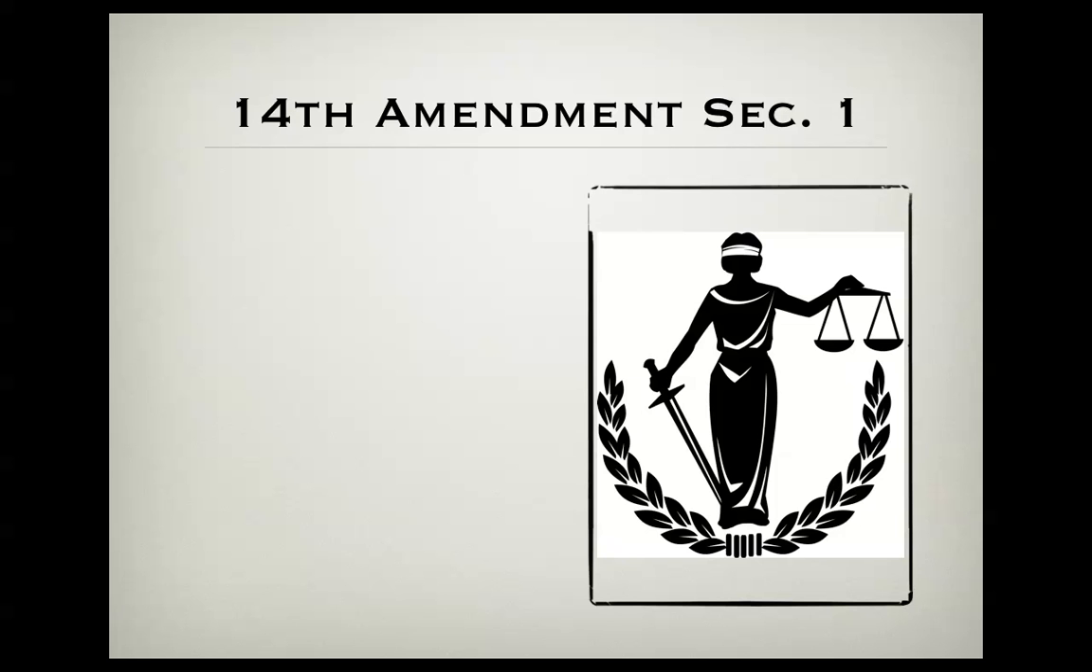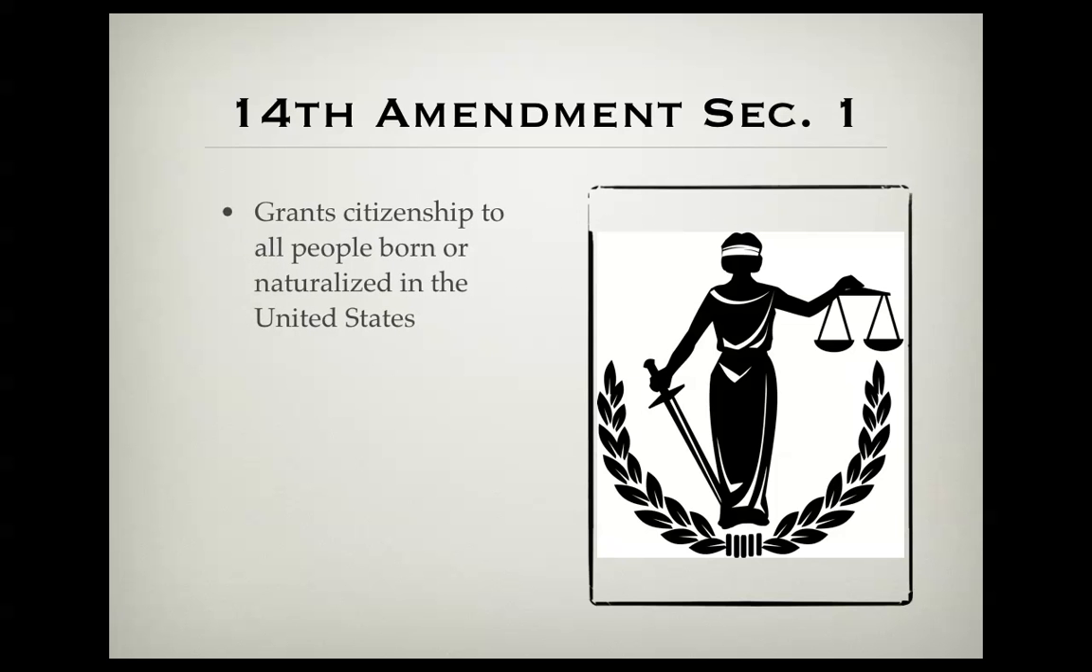And section 1 does this. First, it grants citizenship to all people born or naturalized in the United States. Not only does it grant citizenship, it defines a citizen as someone who is born here or has gone through the naturalization process. Now, I assume that most, if not all of you, were born in the United States. You were born here, therefore you are a U.S. citizen. If you're born on a base, you're born on U.S. territory, so you're still a U.S. citizen. There's other rules too that apply.